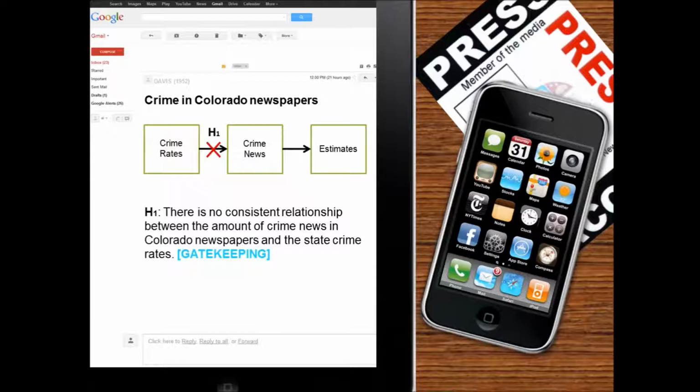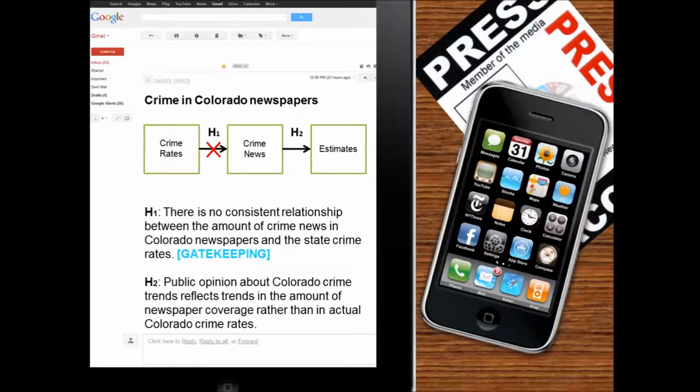But Davis doesn't stop there, because he is also interested in how the public estimates the crime rates. And that's the second hypothesis. He says that the public opinion about Colorado crime trends reflects trends in the amount of newspaper coverage rather than the actual Colorado crime rate. So the second hypothesis is actually looking at agenda setting.